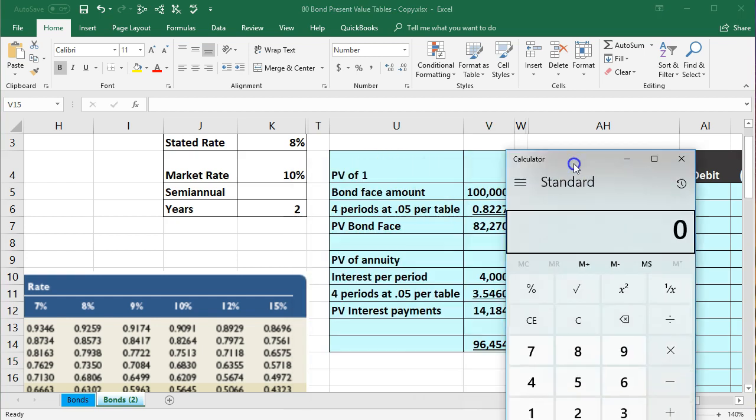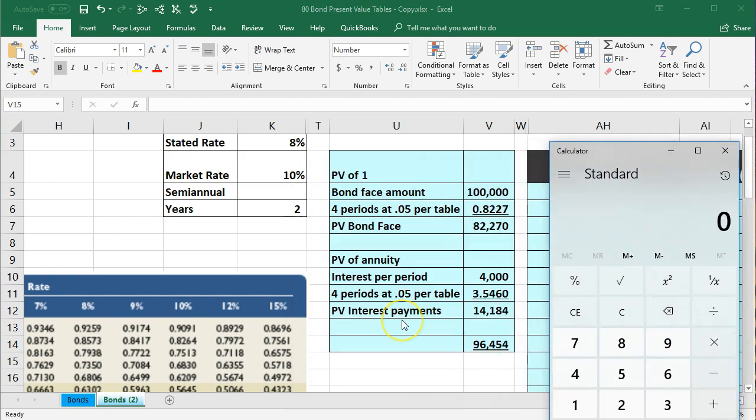And again, you can think about this. It should make sense. There's going to be 4,000 cash flow times 4 periods, plus 100,000 at the end, 116. That's how much cash flow that we're going to have. But we're actually going to present value that at only 96,454 because the 8% rate that we're paying in interest is less than people could get elsewhere, which is the 10%.